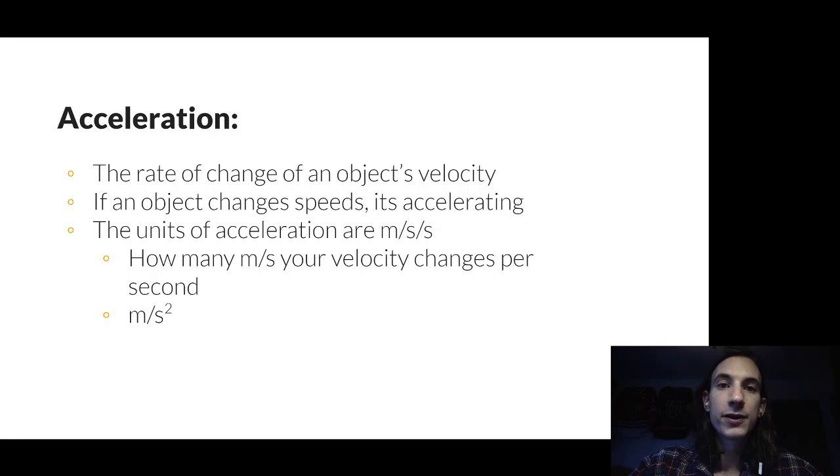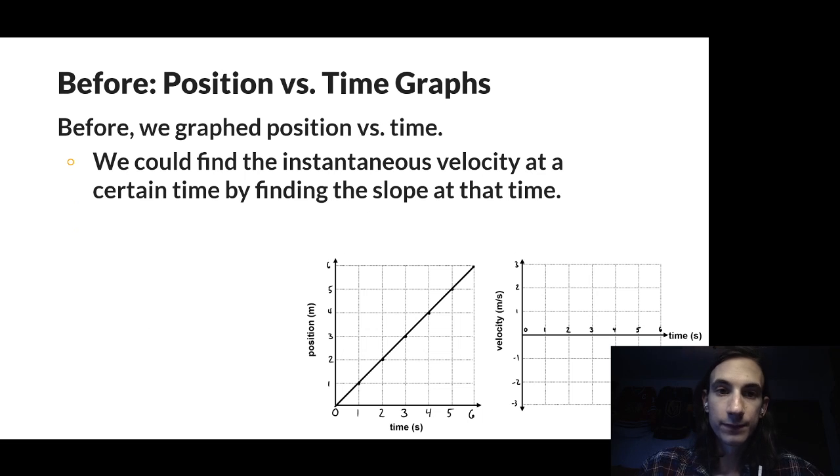When we accelerate, we're talking about the rate of change of an object's velocity. So how is our velocity changing? If an object is changing speeds, that just means that it's accelerating. If our velocity changes, our object is accelerating. The units of acceleration are meters per second per second. So how many meters per second is your velocity changing per second? How is the meters per second of your object changing each second? We can call that meters per second squared.